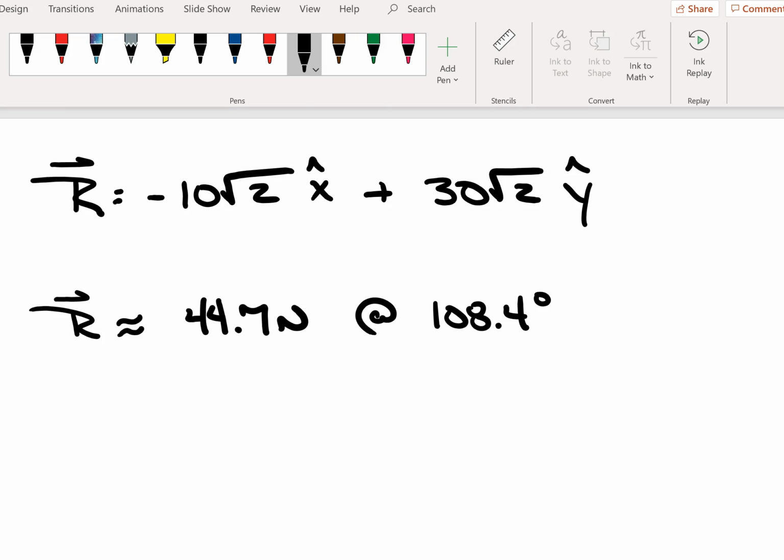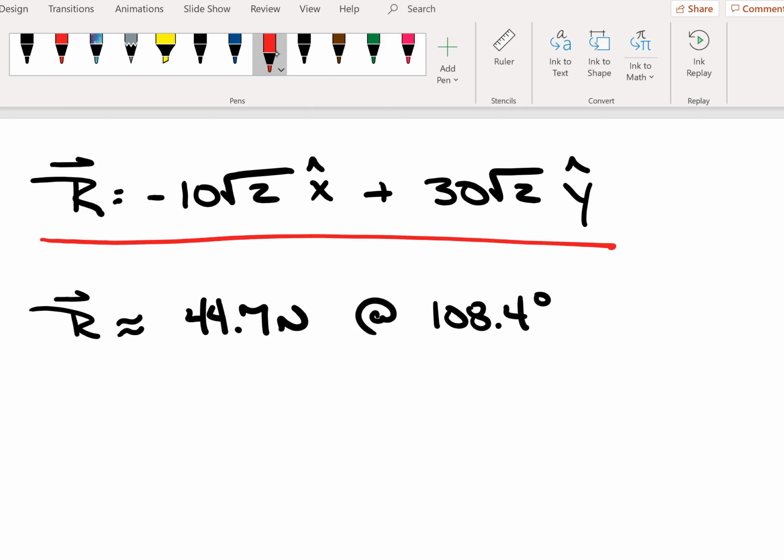newtons. And so in summary, we have a resultant that is given by the expression here at the top that has a magnitude, to a considerable degree of accuracy compared to our graphical methods, of 44.7 newtons directed at 108.4 degrees. And so you can see that through component form, we arrive at a much more accurate, much more well-defined description of our resultant vector.